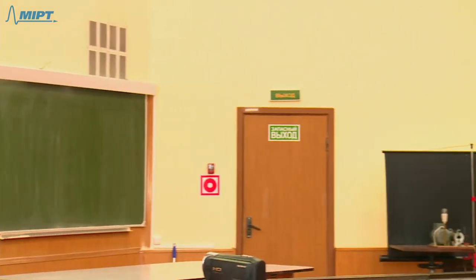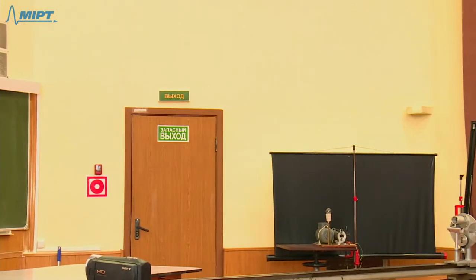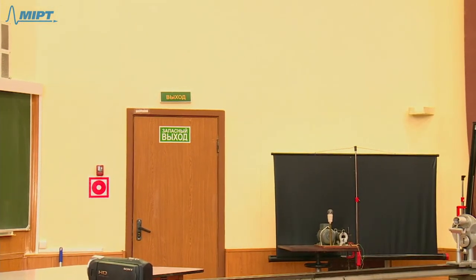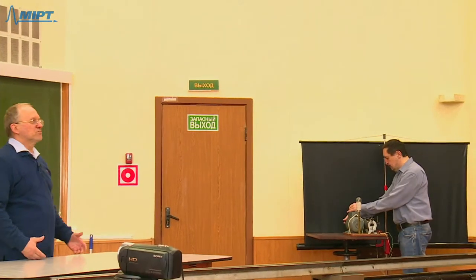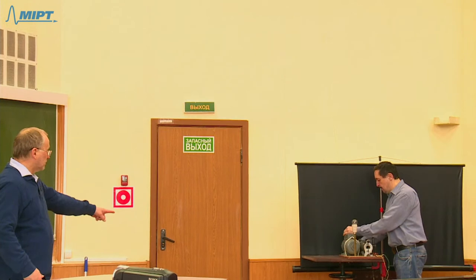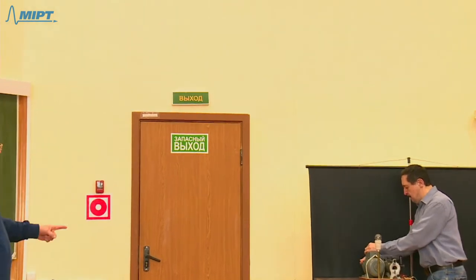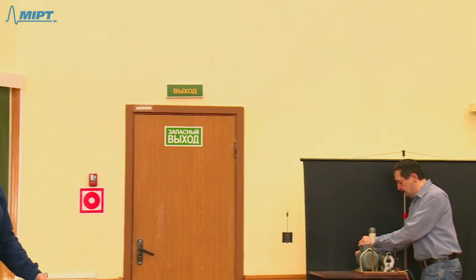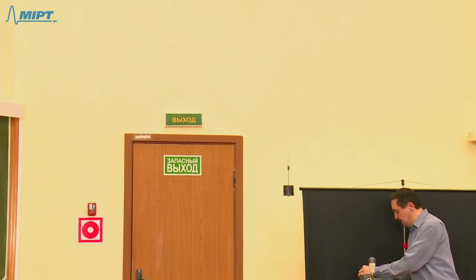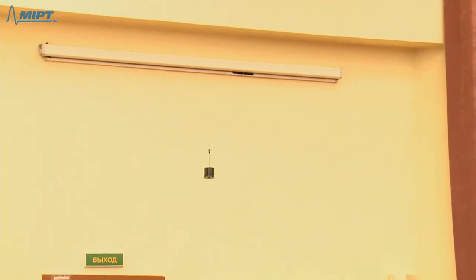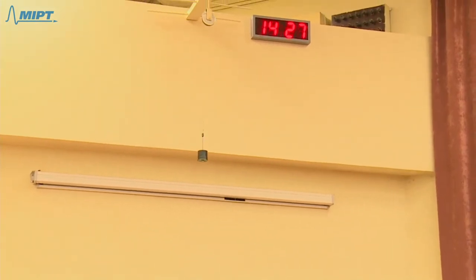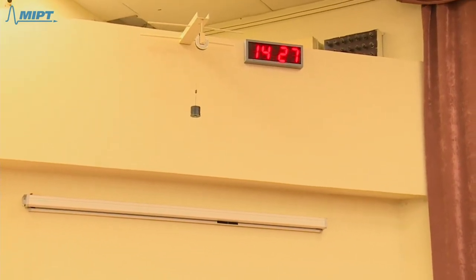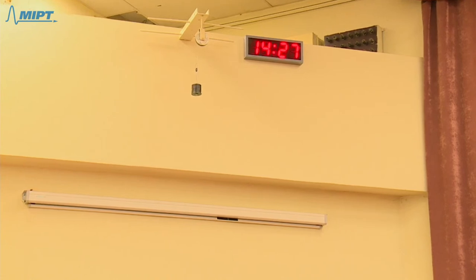Now I will demonstrate some experiment which demonstrates the work performed by internal forces. We will consider the system of two bodies, a load which is now lifted upward, and the earth. Two bodies interacting. The earth pulls the load downward with the force of gravity, and the same force, according to the third law of Newton, is applied to the earth. But the earth's acceleration is negligible.